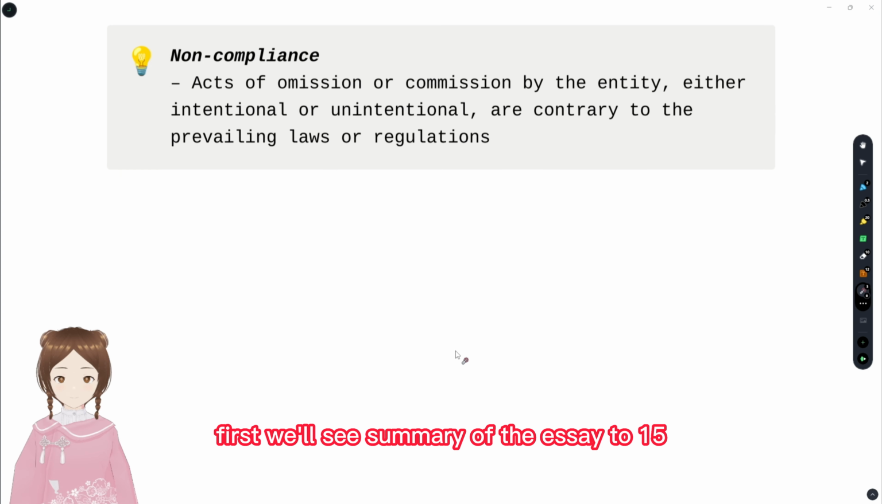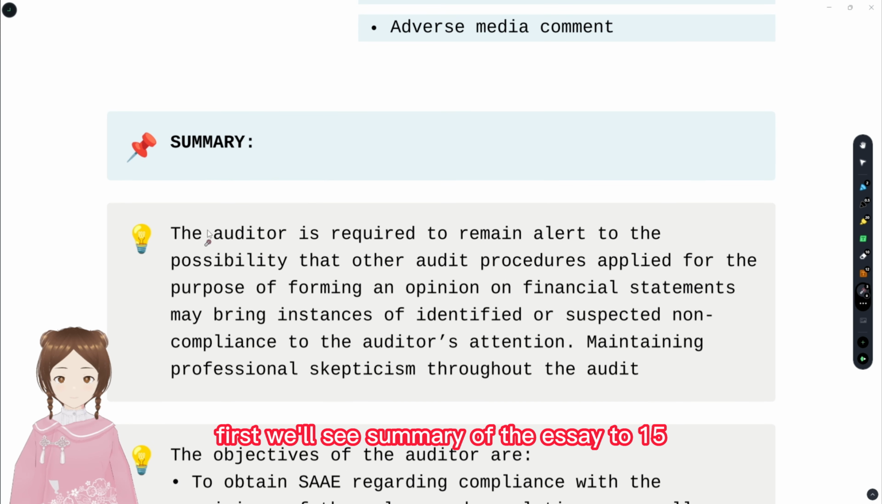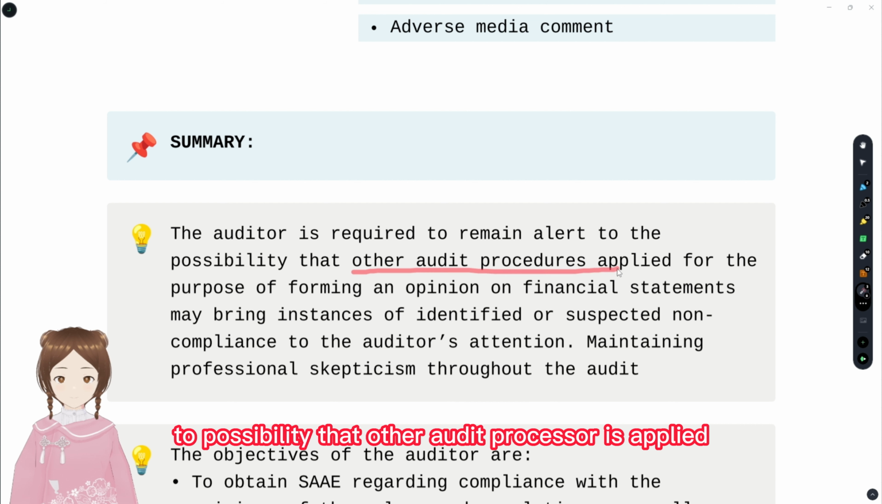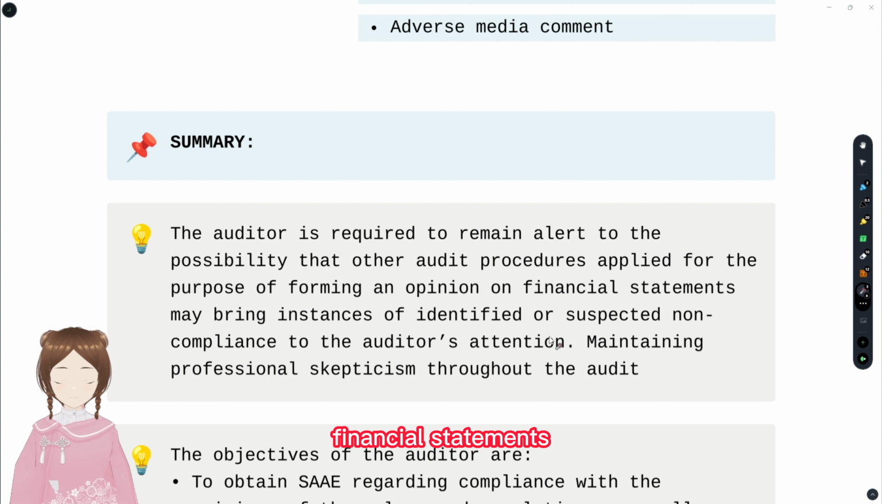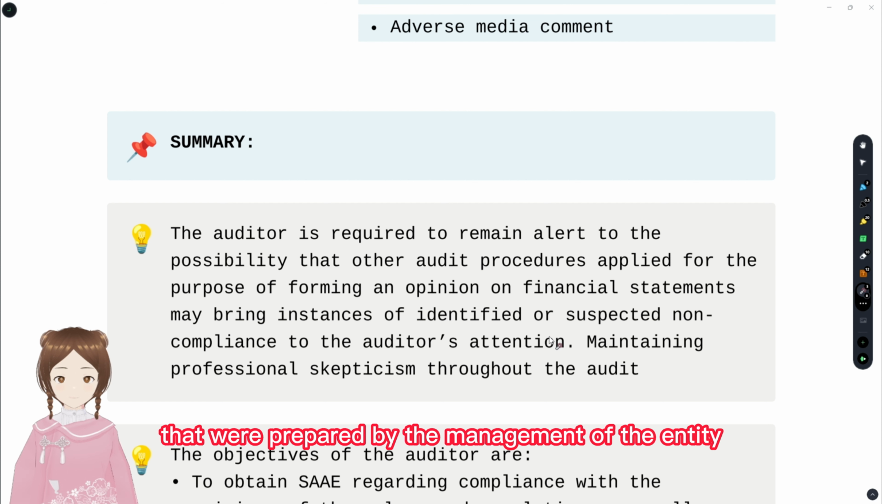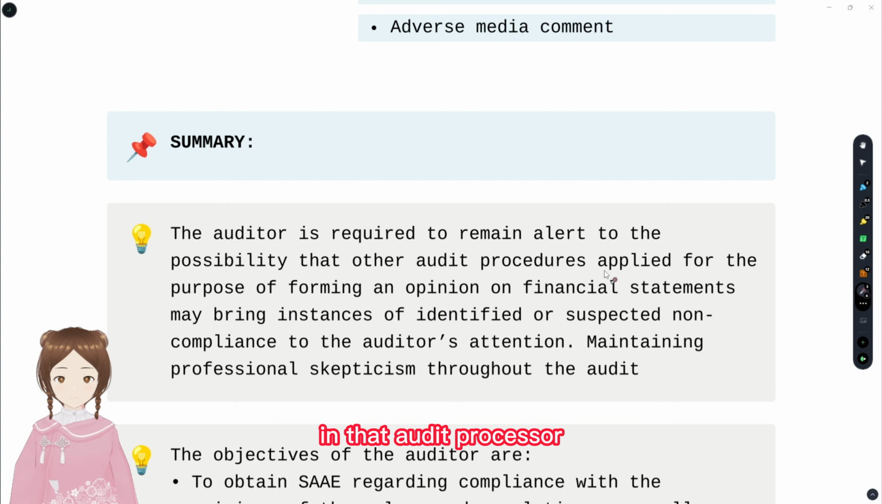First, we'll see a summary of SA 250. The auditor is required to remain alert, that is, to show professional skepticism throughout the audit to the possibility that other audit procedures applied for the purpose of forming an opinion on financial statements. That is why the auditor had gone to the entity: he had gone to form an opinion on the financial statements that were prepared by the management of the entity. So he's applying a few audit procedures.